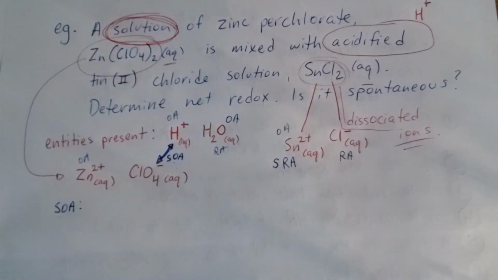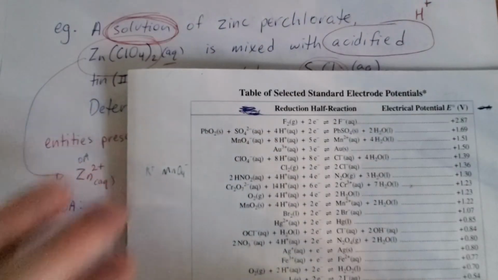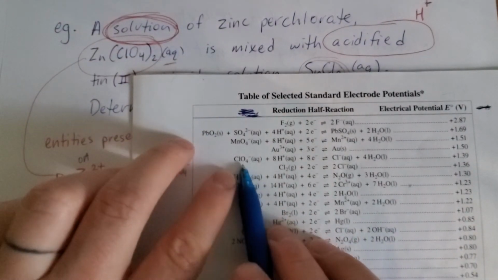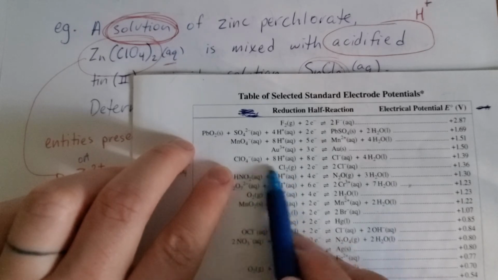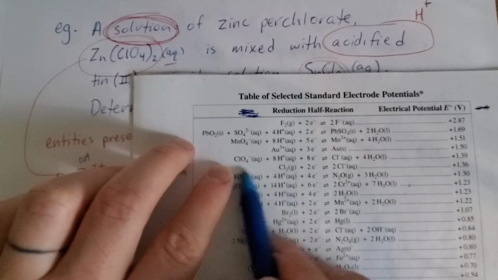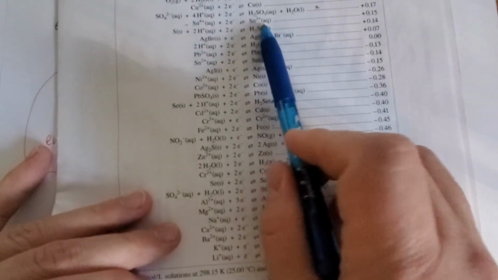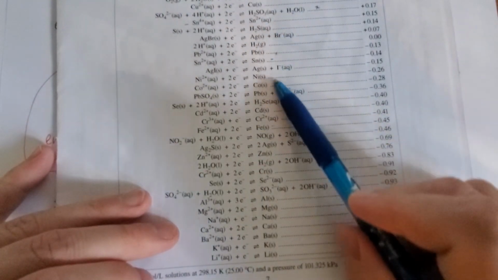And I'll just briefly discuss what makes them the strongest. Whatever's highest on the left is your strongest OA. Definitely perchlorate with acid. There are very few stronger OAs than that. And then whatever is closest to the bottom on the right is our strongest RA. Right here, tin 2 ions. We don't have any of the things below it.